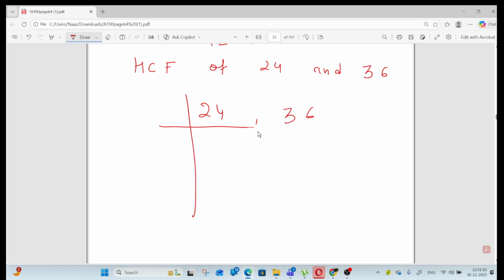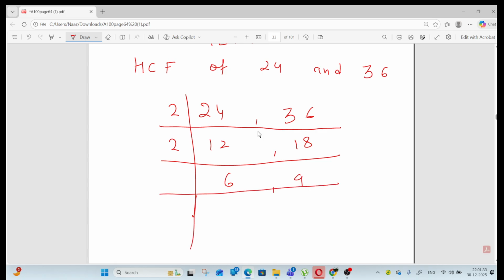Clear. Very good. Now let's find the HCF of the same numbers. So HCF of 24 and 36. For HCF we do the same thing. We divide them, both of them are even, so we can divide by 2. Here we get 12, here we get 18, as we did in LCM, right? Again we divide by 2, we get 6 and 9. And then we do it with 3, we get 2 and 3 here.